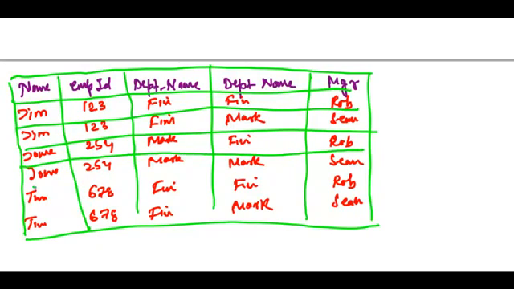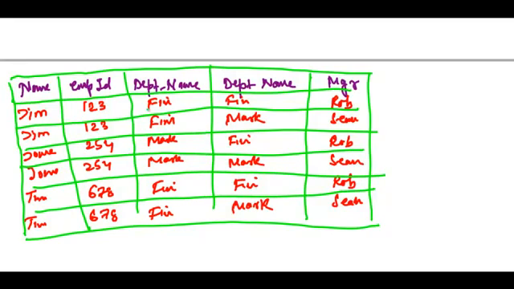Now we will just study this table for a while. Look, here we have 2 rows with Jim. One is associated with the department finance and the other is associated with department marketing. Similarly, for Joanne we have 2 rows, one for finance, one for marketing, and 2 rows for Tim, finance and marketing again.